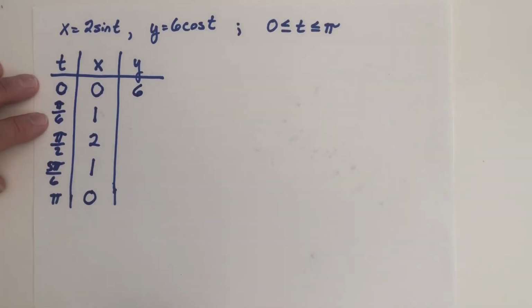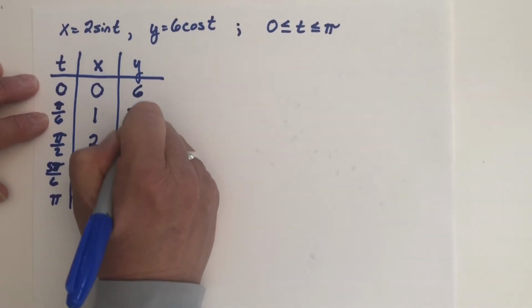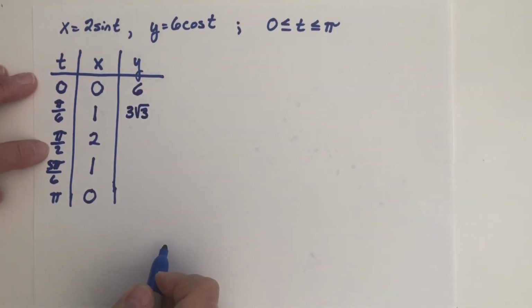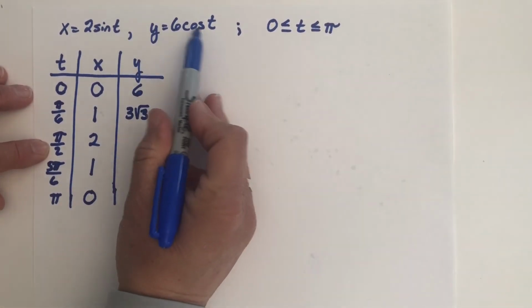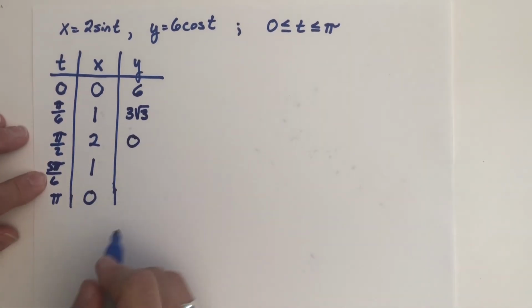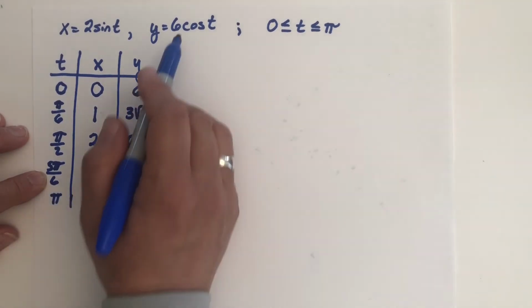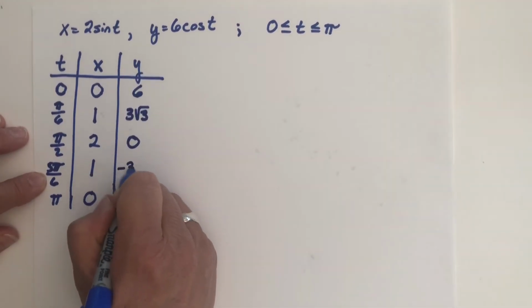Cosine of pi over 3 is square root of 3 over 2. Square root of 3 over 2 times 6 is 3 square root of 3. Cosine of pi over 2 is 0, and 0 times 6 would be 0. Cosine of 5 pi over 6 is negative square root of 3 over 2. Multiply that by 6, and we have negative 3 square root of 3.